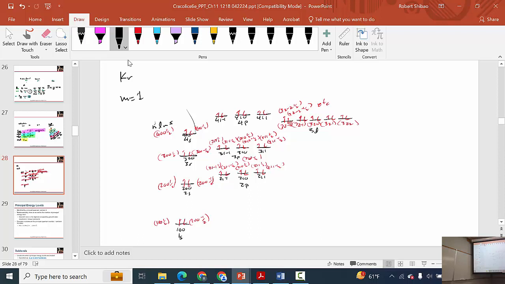I count 1, 2, right? 3, 4, 5, 6, 7, 8. Do you see that? And so 8 electrons will have m equals 1. Is that correct? Yeah? Okay.